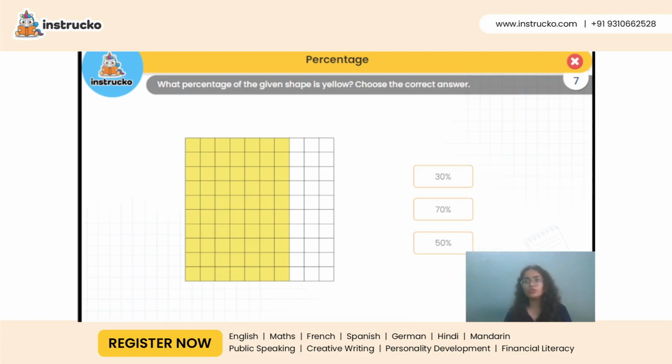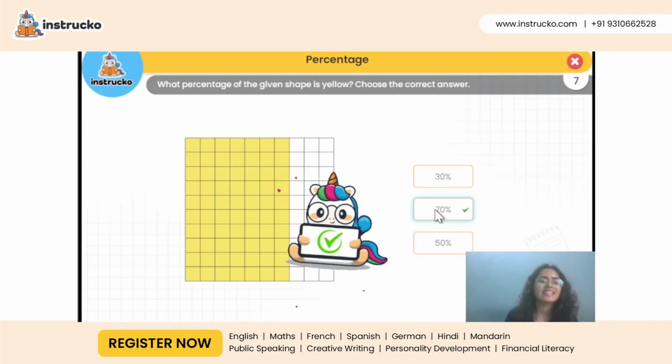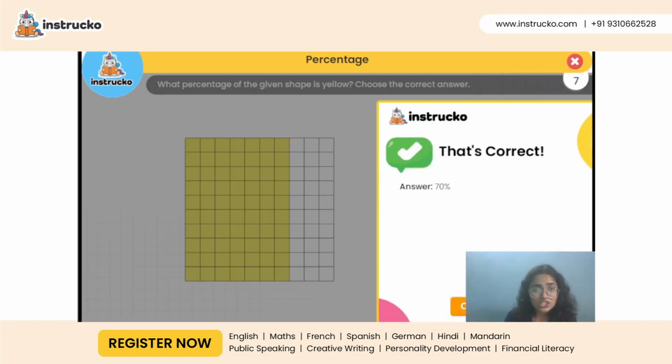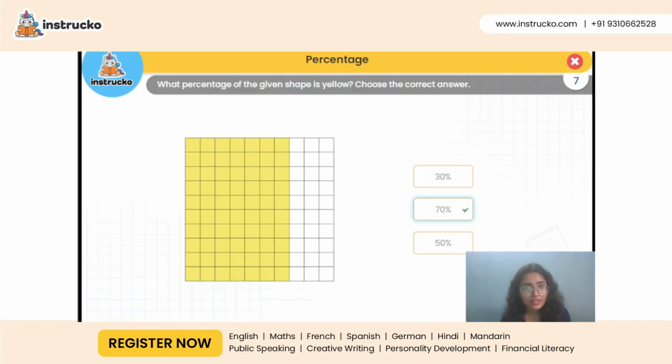Next, this one you do on your own. Very simple, very easy to calculate as well. And the right answer is 70%. Perfect. Congratulations. That is your correct answer.